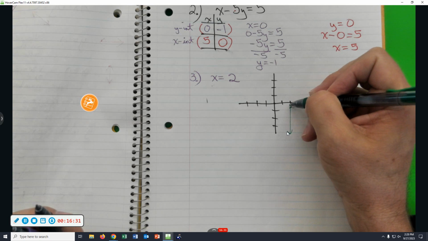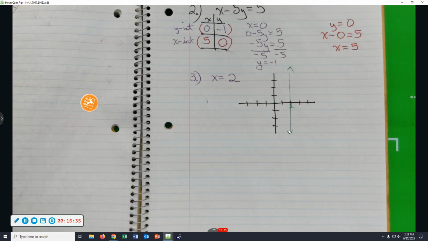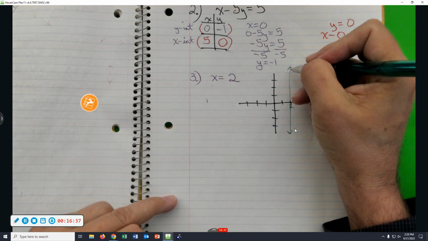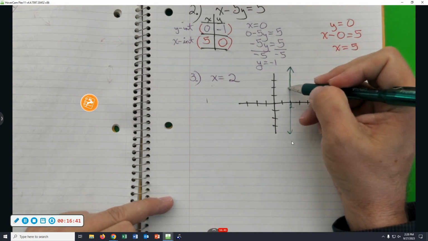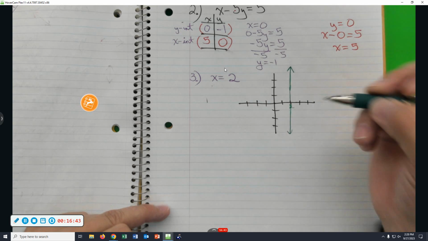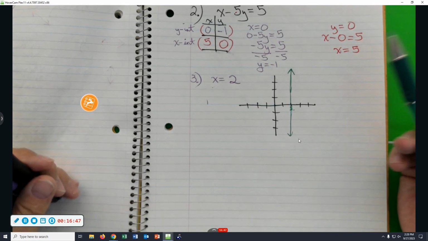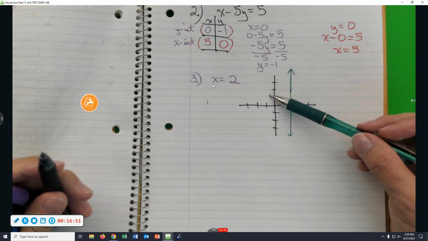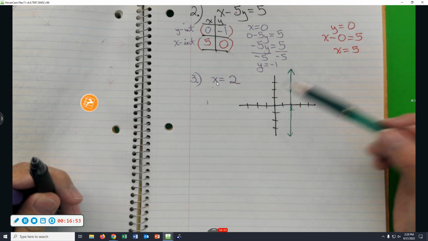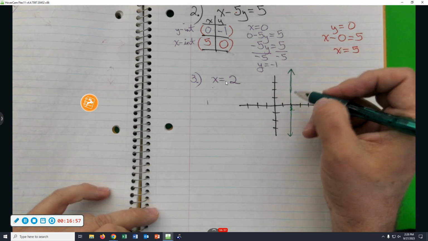and now let's discuss why is that green line x equals 2? Why would we call that x equals 2? People start having a problem because they think to themselves, well, the y-axis runs up and down, so this should be y equals 2. No. Think about ordered pairs.